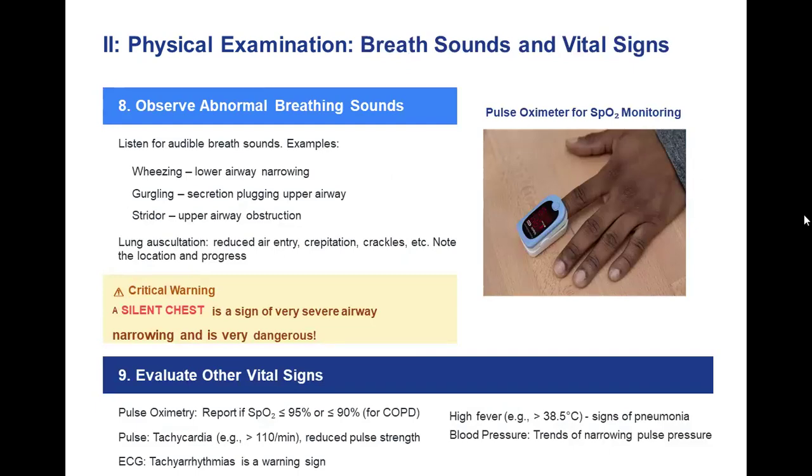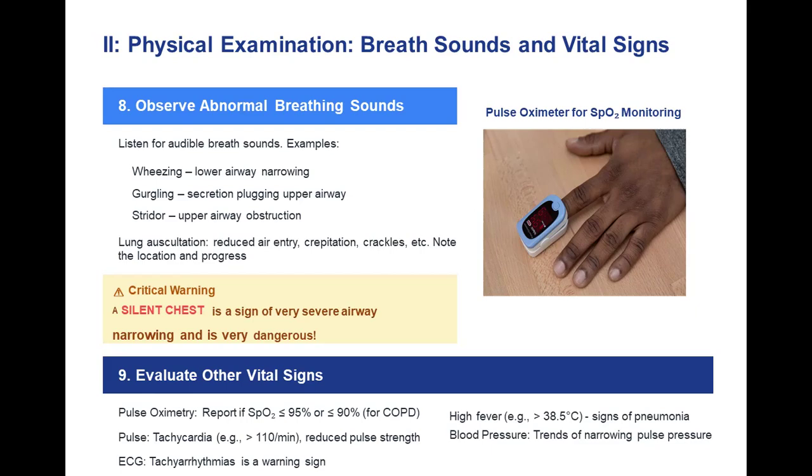The ninth part of our physical exam integrates the assessment of other vital signs. Pulse oximetry is essential. Report any reading SpO2 less than 95% for general patients or less than 90% for COPD patients whose baseline oxygenation may be lower. Assess the pulse. Tachycardia, often over 110 beats per minute, is a compensatory mechanism. Also note any reduced pulse strength, which can indicate circulatory compromise. ECG monitoring is vital as tachyarrhythmias are a key warning sign of cardiac strain due to hypoxia.